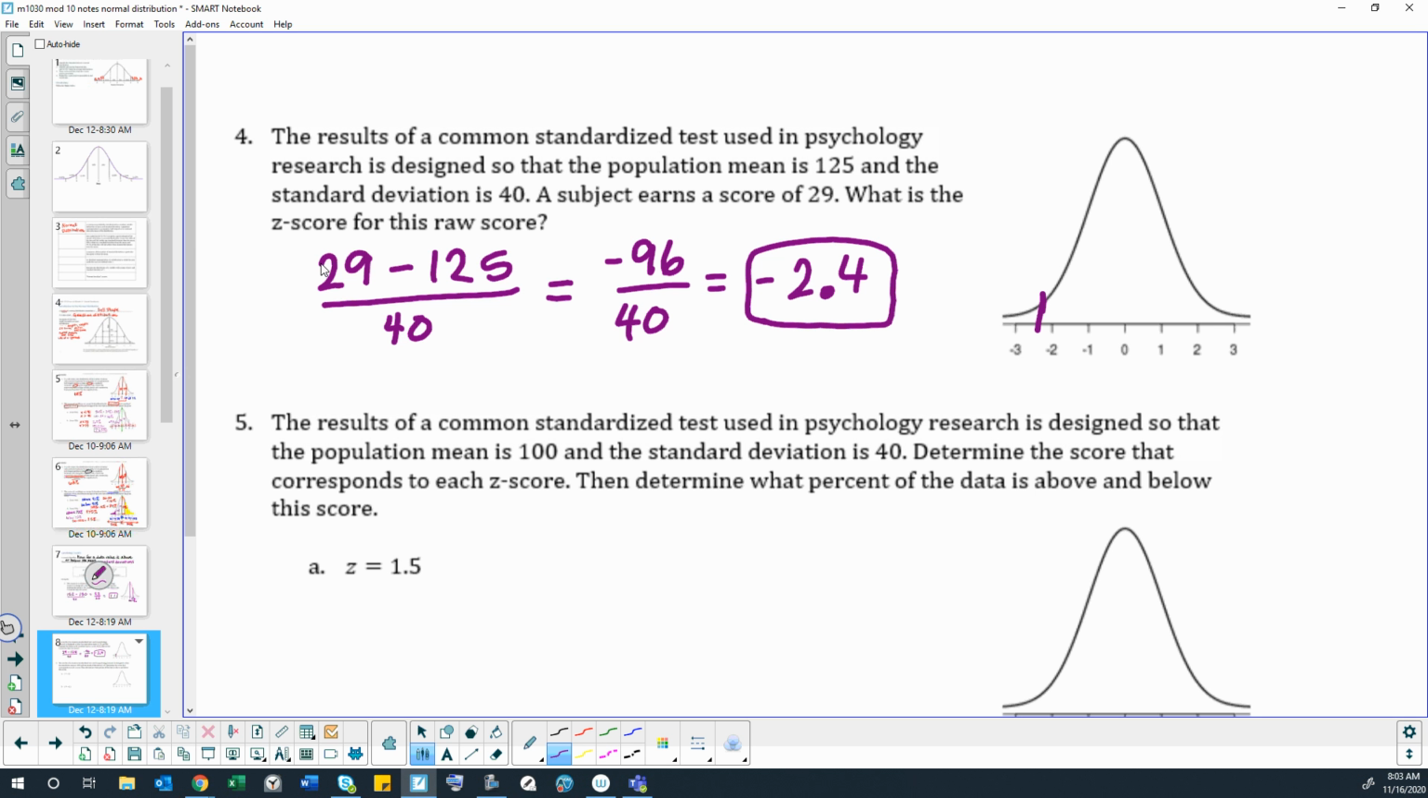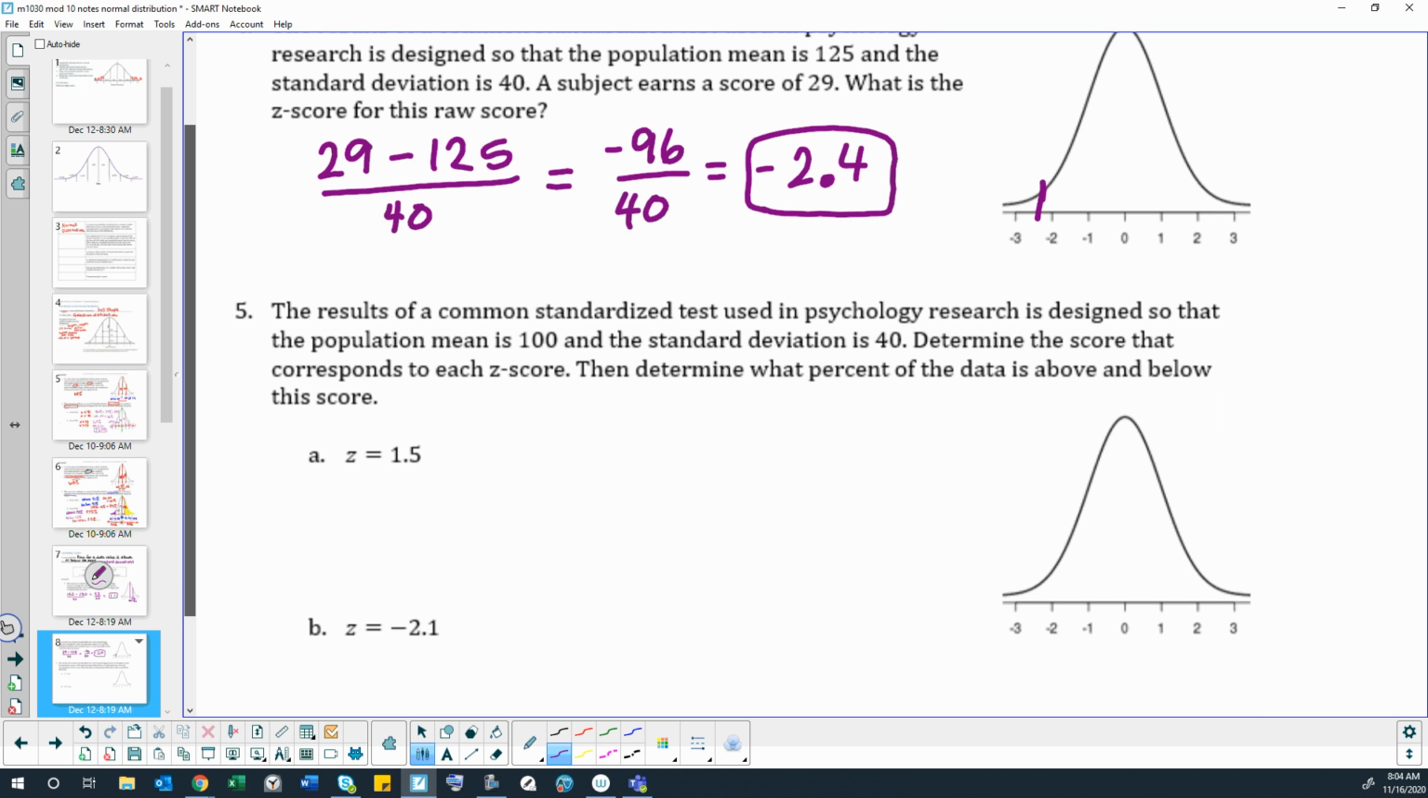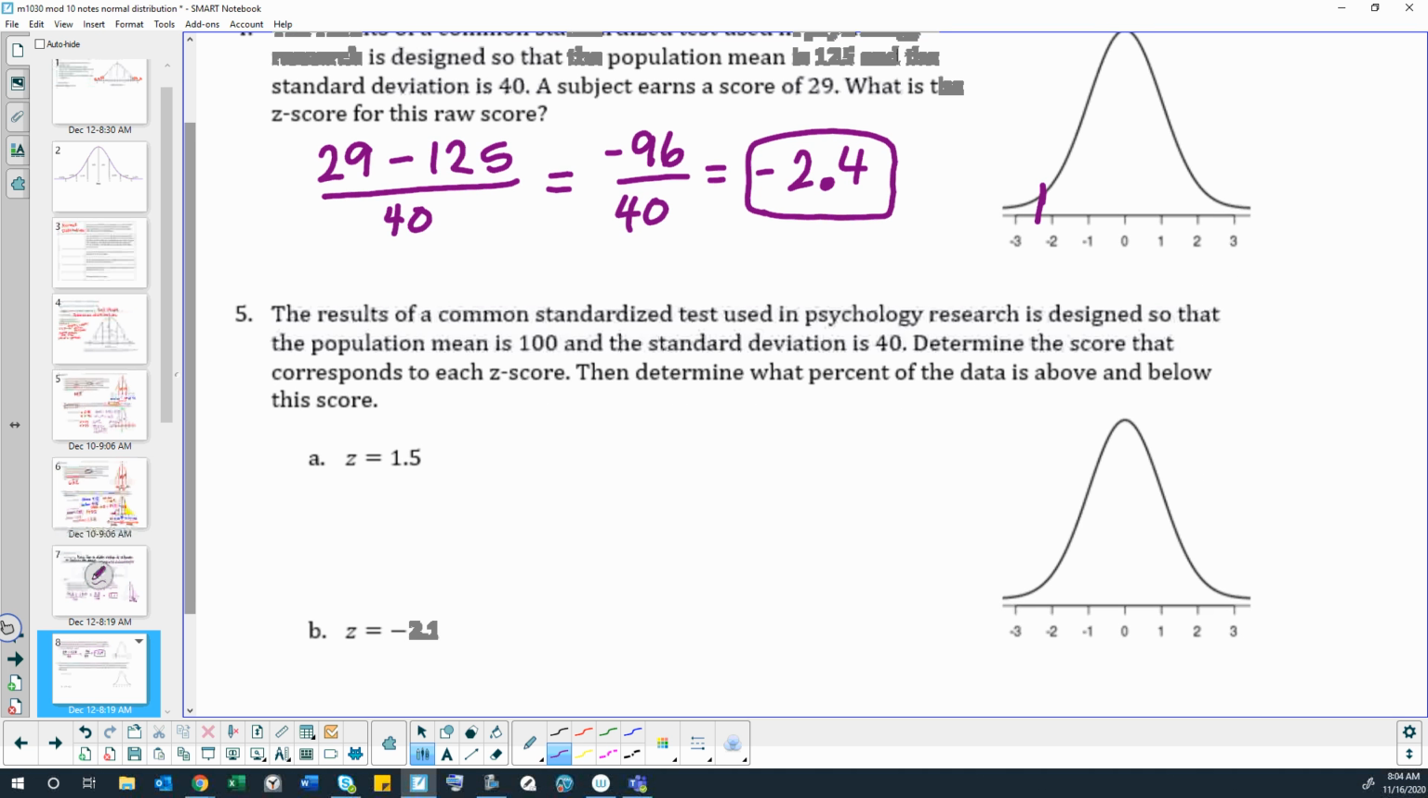All right, the results of a common standardized test used in psychology research is designed so the population mean is 100. The standard deviation is 40. Determine the score that corresponds to each z-score. Then determine what percent of the data is above and below this score. Oh, now the problems are sounding difficult. I feel like we have to work backwards. And then, do you get the impression we're using the empirical rule? Probably. All right, here we go.